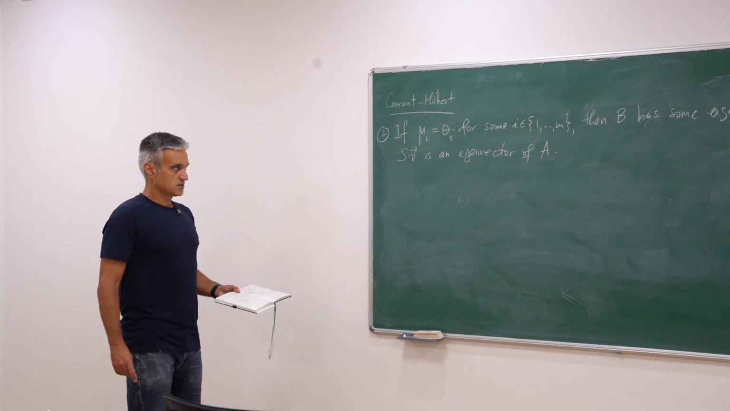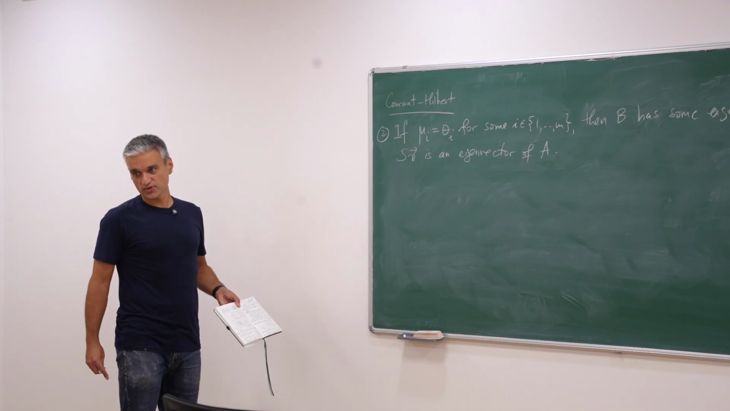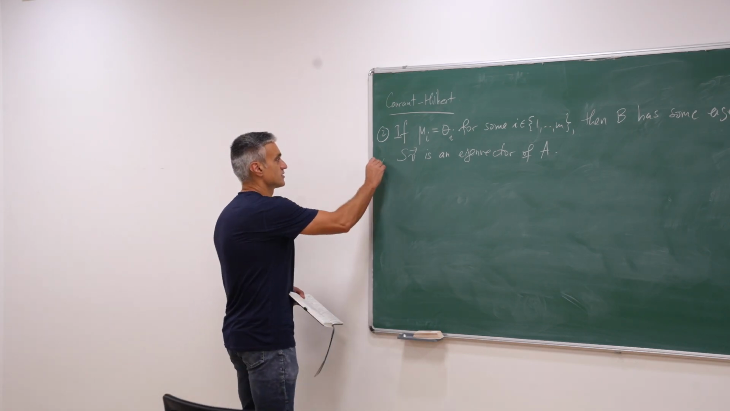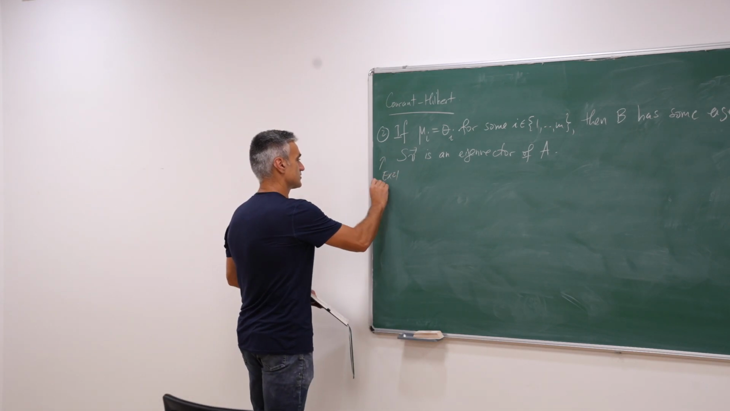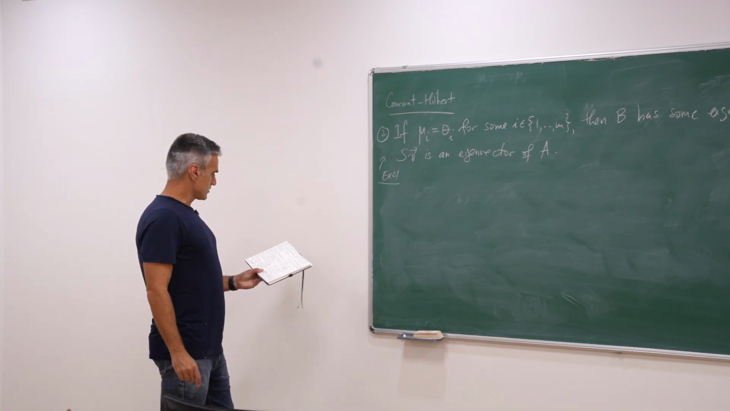So do we make it an exercise, so that low-hanging fruit? Okay, now you remember the number. Exercise 21, very good.